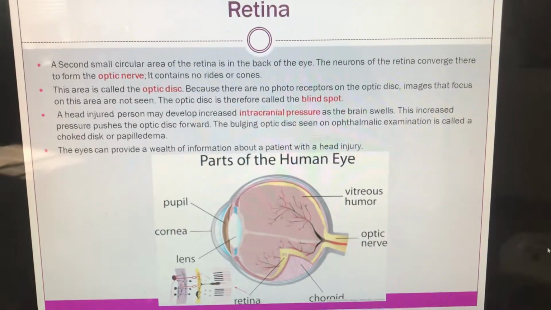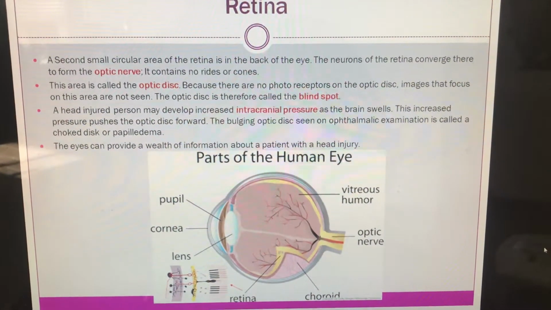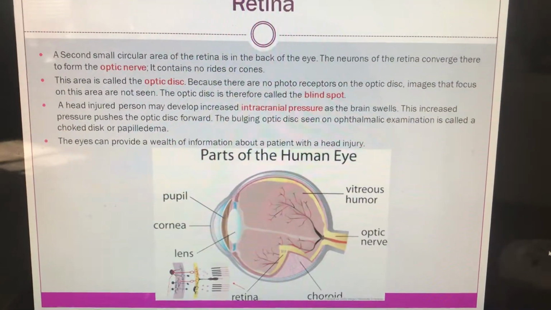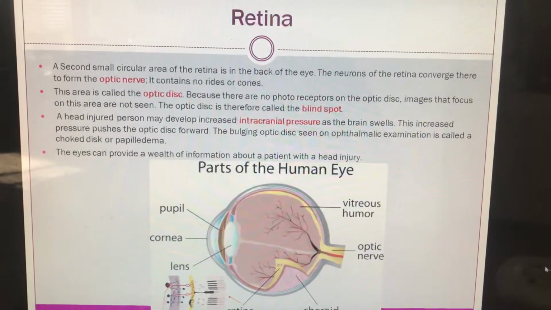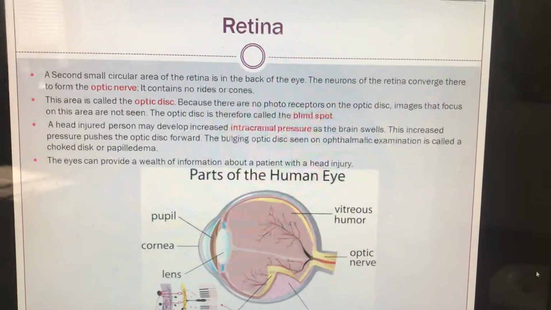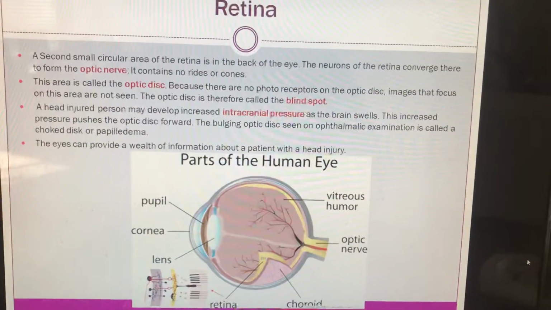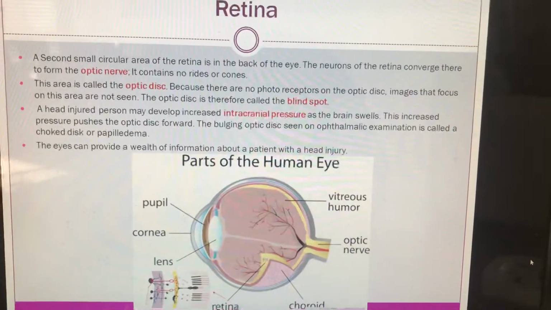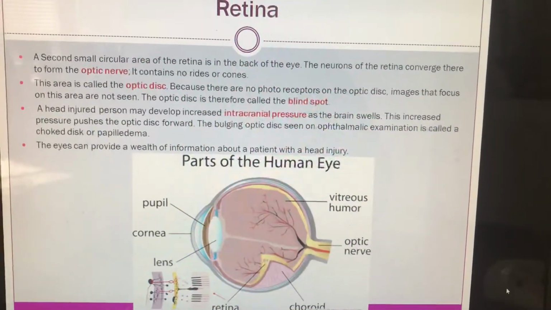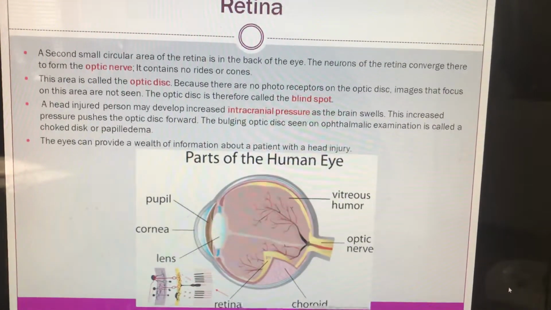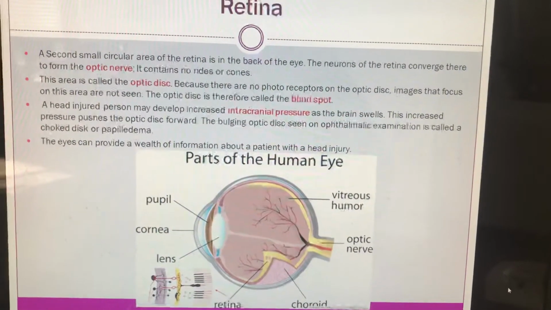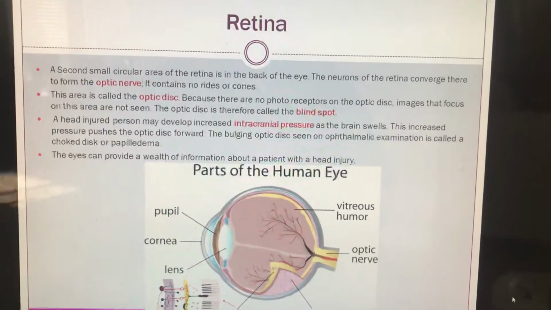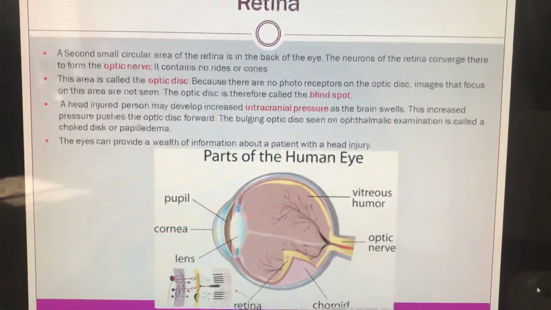So a second small circular area of the retina is the back of the eye, and the neurons of the retina converge there to form the optic nerve. And it contains no rods or cones. So this area is called the optic disc. Because there are no photoreceptors in the optic disc, images that focus on this area are not seen. So the optic disc is therefore called the blind spot.